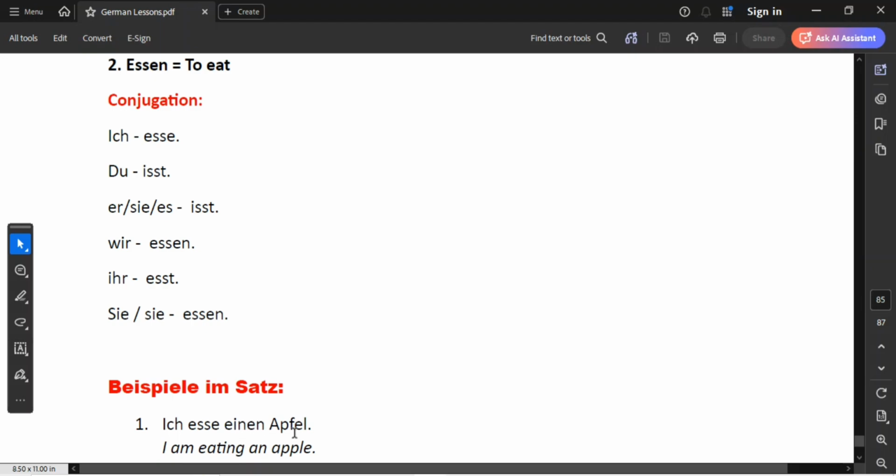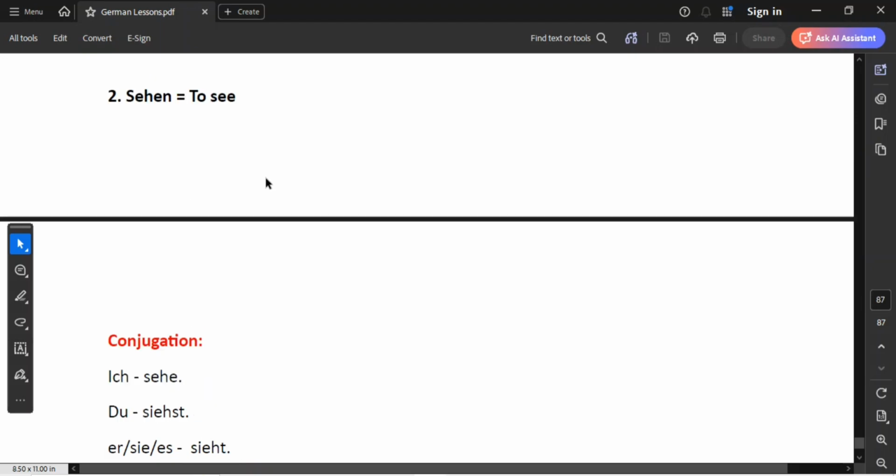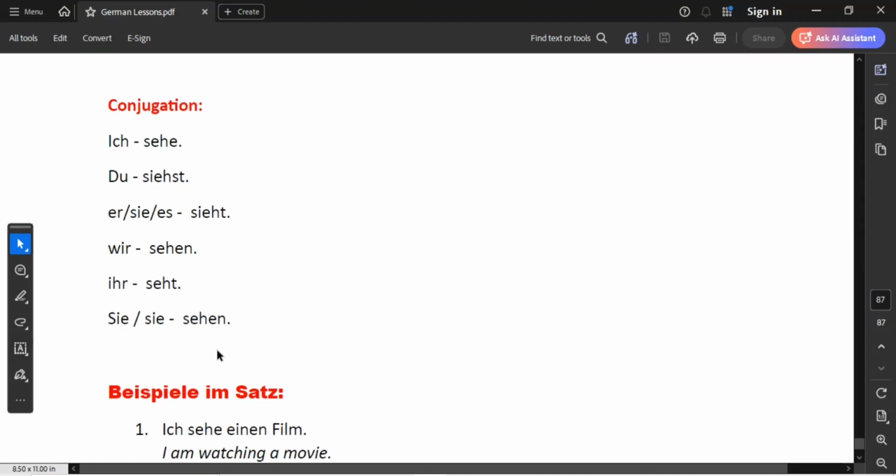Ich esse einen Apfel. I'm eating an apple. Now, I want us to go ahead and look at the last example where e is changing to ie. That is the change of vowels. And I'm going to use this example, which is sehen. Sehen means to see, and I'm going to look at its conjugation.